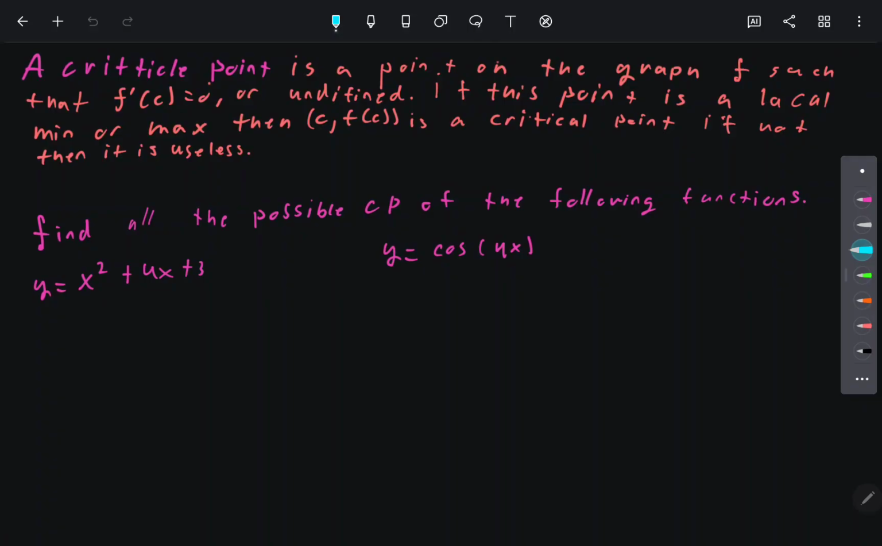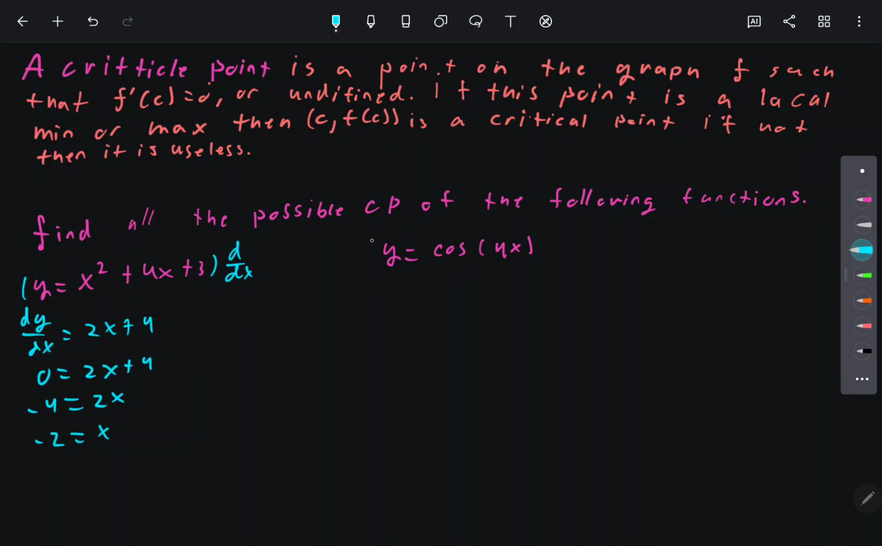So, we're going to start out by taking the derivative of these functions. So we get dy dx is equal to 2x plus 4. Alright. Well, now if we want the critical point of this, we need to set this to 0. So we get 2x plus 4 is equal to 0. Solving for x, we get 2x is equal to negative 4. So x is equal to negative 2 as our possible critical point.